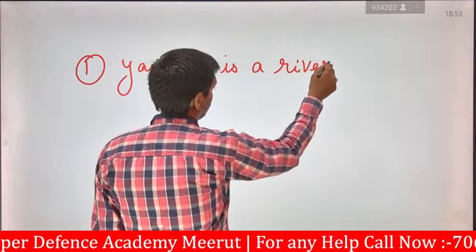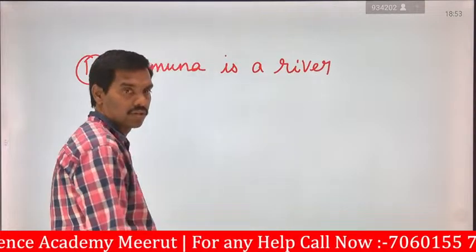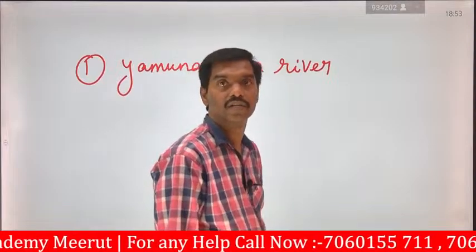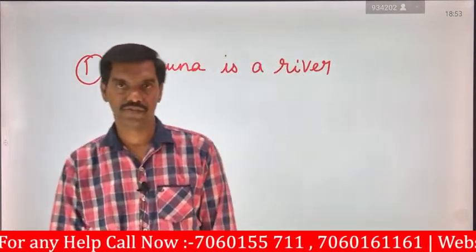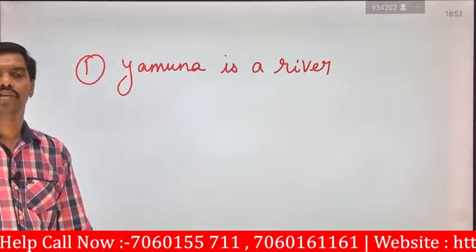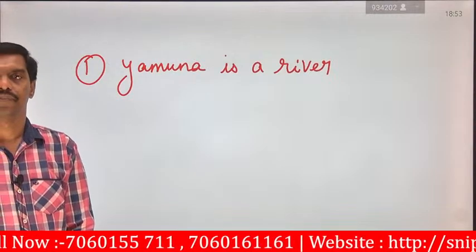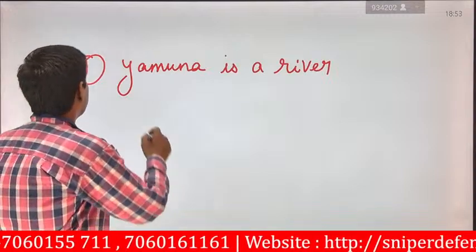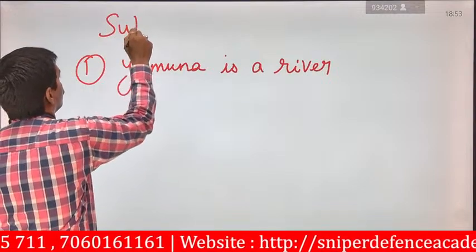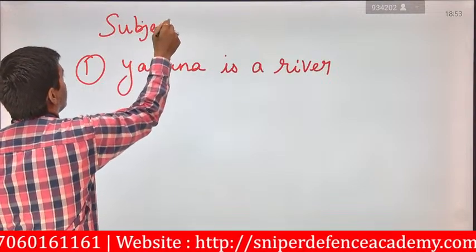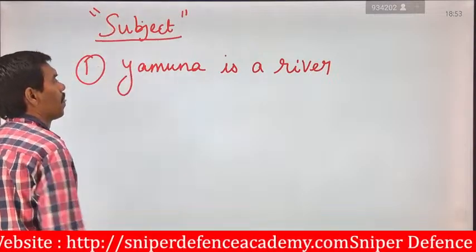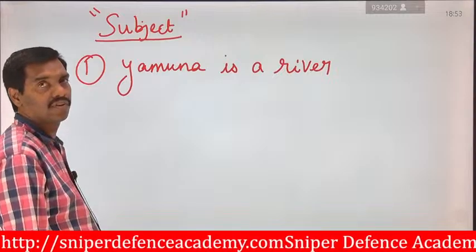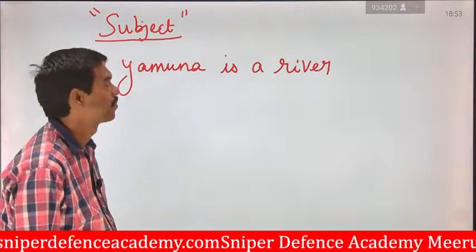Yamuna is a river. What is this? Yamuna is a river, we can say. Okay. So here we are going to find where the subject is. Our motto is to identify the subject in the given sentences. So how many words are available in these sentences?